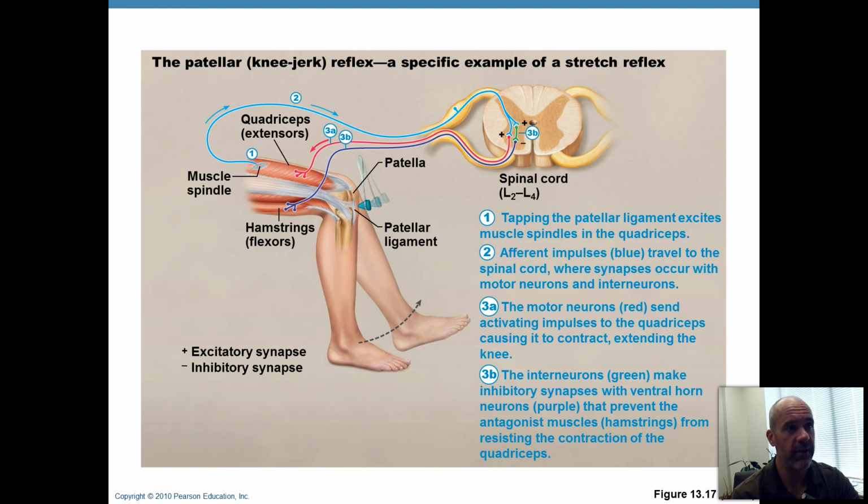Here's a good example of one of these reflexes that works entirely through the spinal cord. This is the knee-jerk reflex. Have you ever wondered why the knee-jerk reflex works the way it does? I'm sure we've all had a doctor tap on our patellar ligament. That's the ligament that extends from your quadriceps muscles across the patella and then connects into that tibial tuberosity.